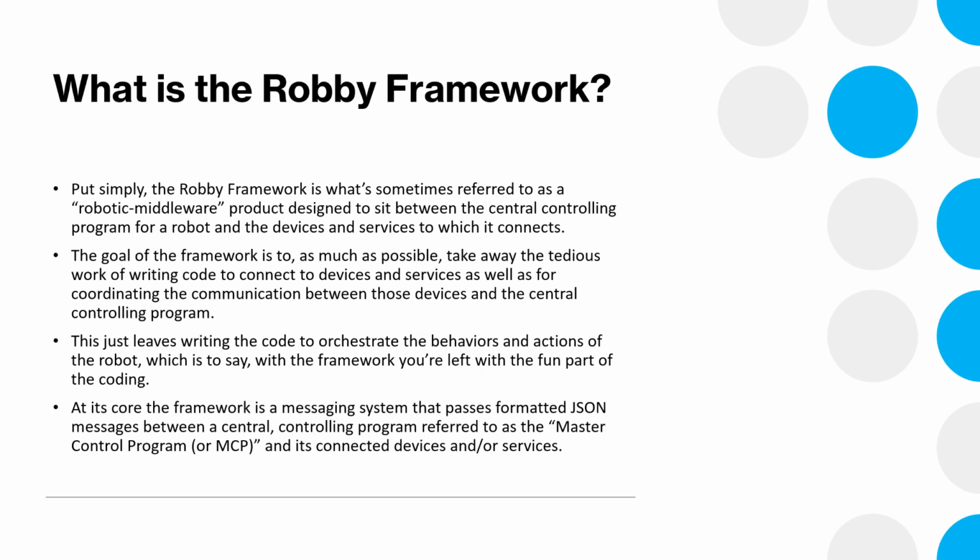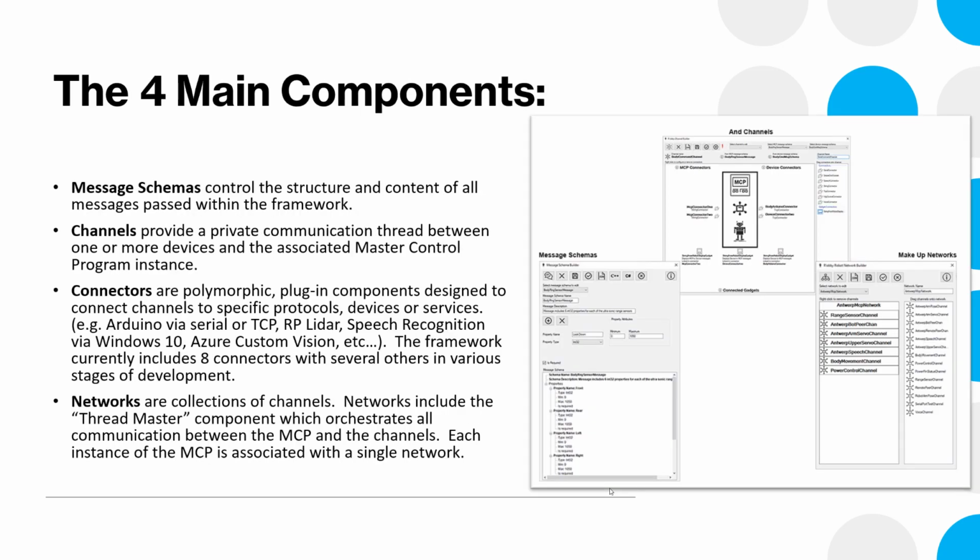At its core, the framework is a messaging system that passes formatted JSON messages between a central controlling program, referred to as the Master Control Program, or MCP, and its connected devices and/or services. There are four main components to the framework. Those are message schemas, channels, connectors, and networks.